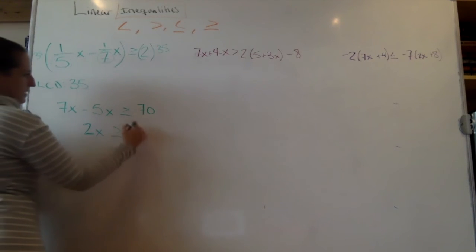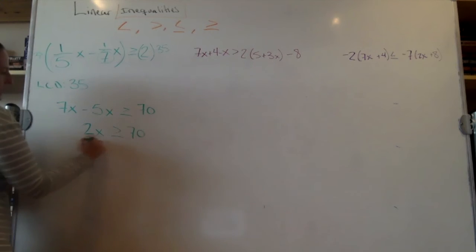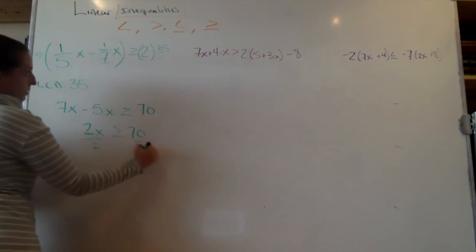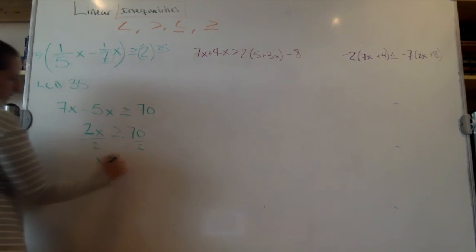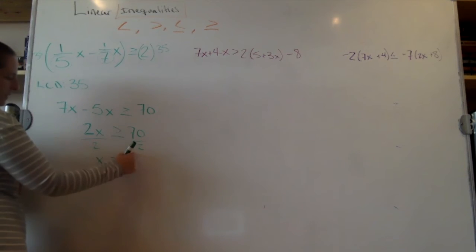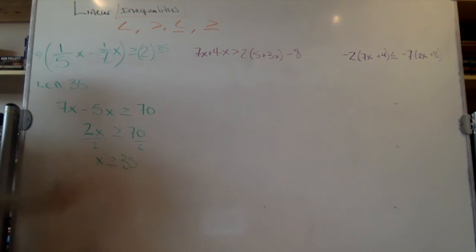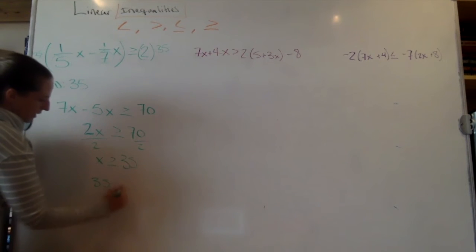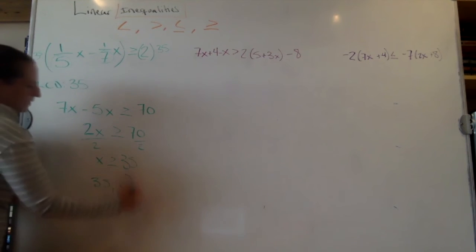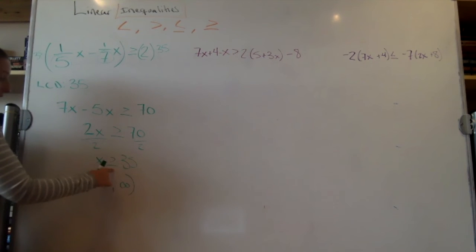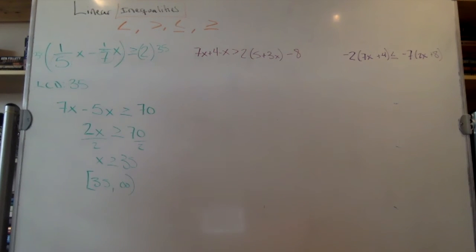2x is less than or equal to 70. Dividing both sides by 2 gives me x is less than or equal to 70 divided by 2 is 35. So x is bigger than or equal to 35. To write that as an interval, I start at 35 and I go to infinity. Never include infinity. Greater than or equal to, so I'm going to include 35. Okay? All right.